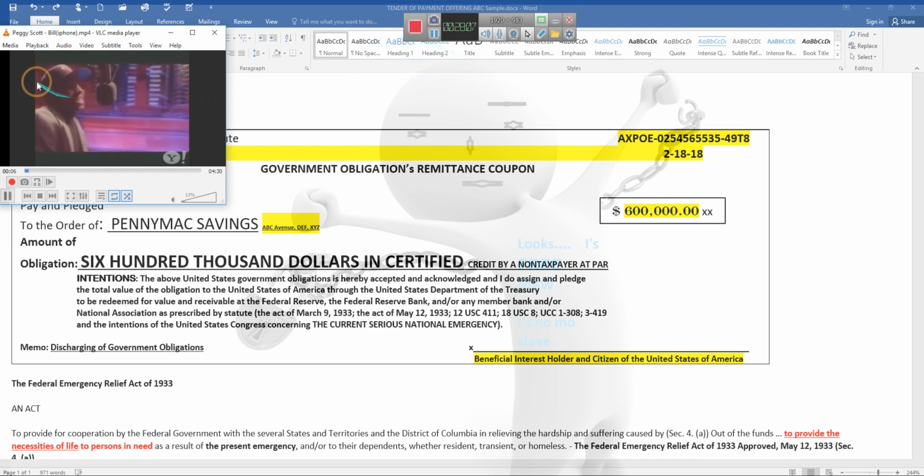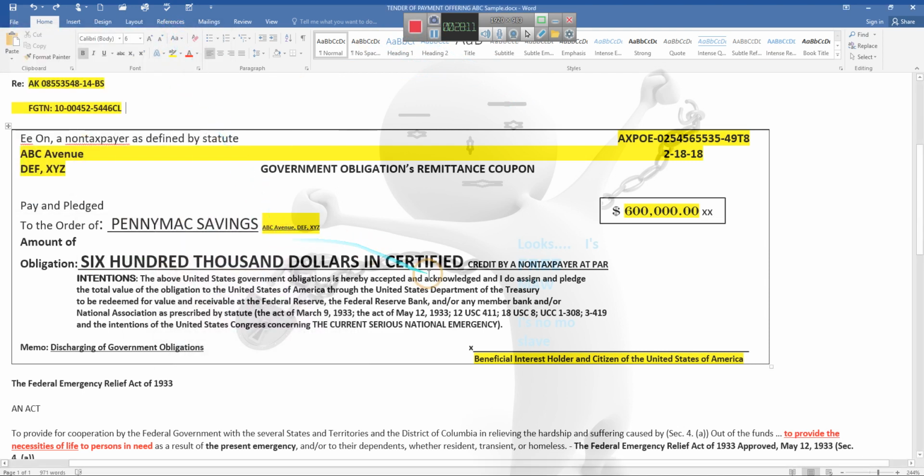Ladies and gentlemen, this is Peggy Scott, and she's singing about Bill. Y'all remember that song? Well, anyway, let's continue to understand something.